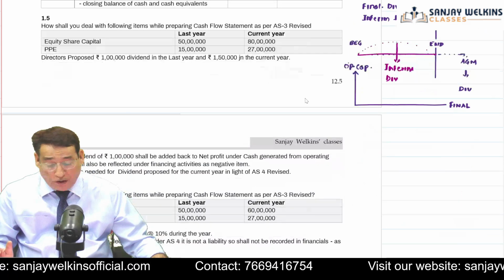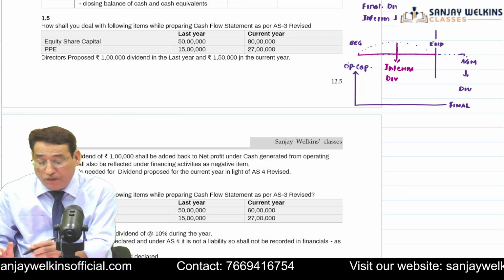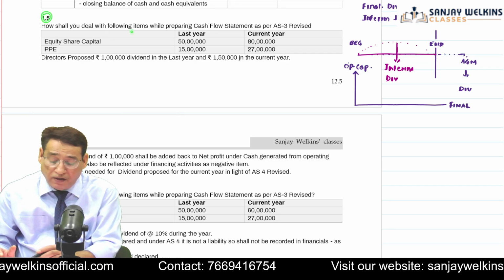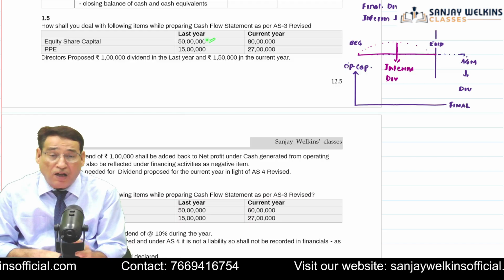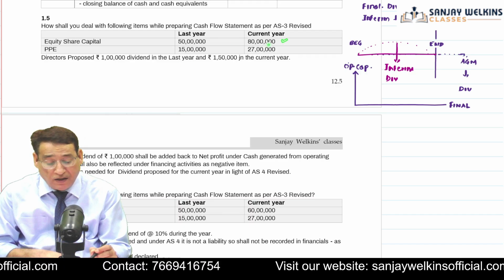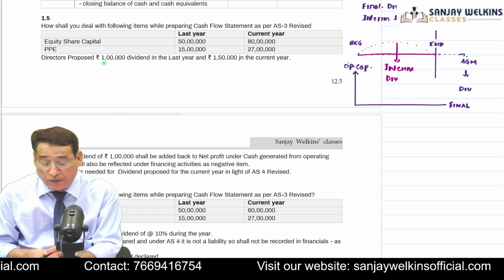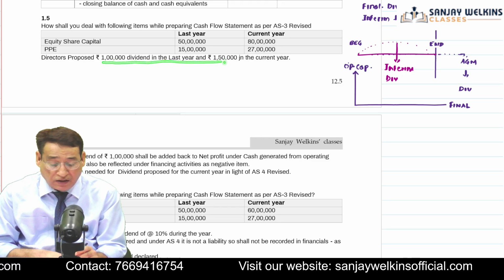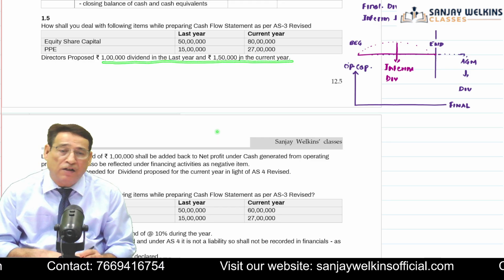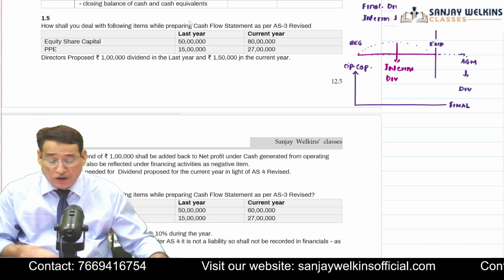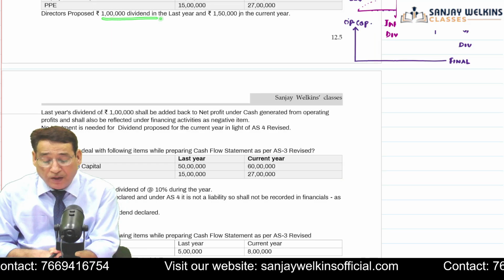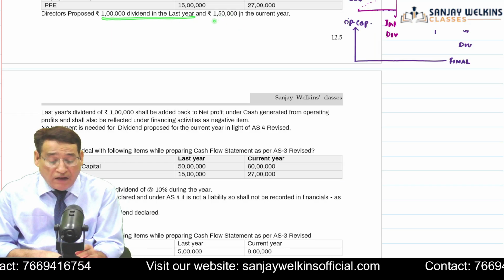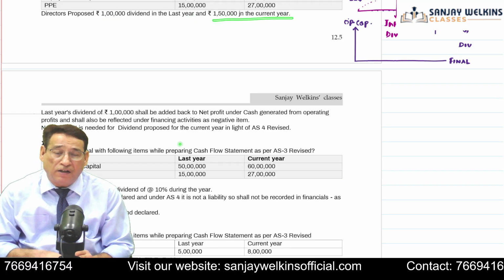Another important point is with respect to question number 1.5. Here it is stated, how shall you deal with the following items. Equity share capital last year this time is 50 lakh, in the current year 80 lakh. And director proposed 1 lakh dividend in the last year and 1,50,000 in the current year. It is given in this particular question that directors have proposed a dividend of 1 lakh in the last year and 1,50,000 in the current year.